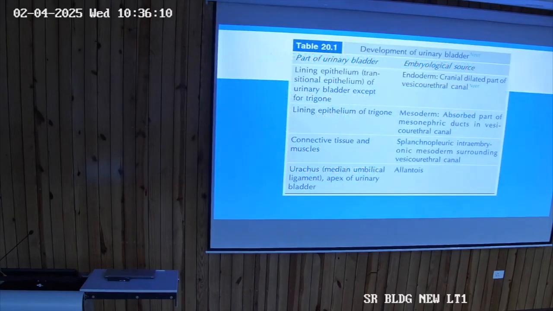If you want to take a photograph, you can take. So we have discussed the lining epithelium, endodermal in origin; the trigone, mesodermal, replaced by the endoderm; the connective tissue and muscles, mesodermal; and the urachus.